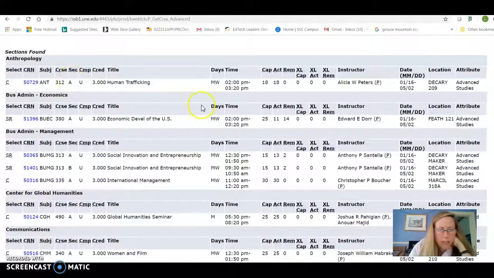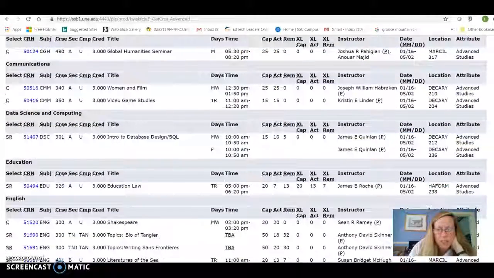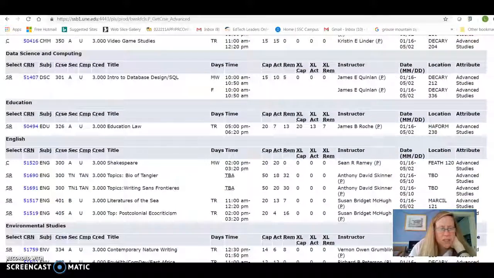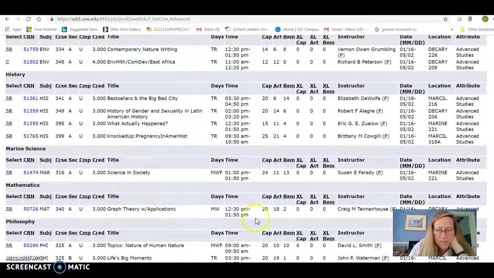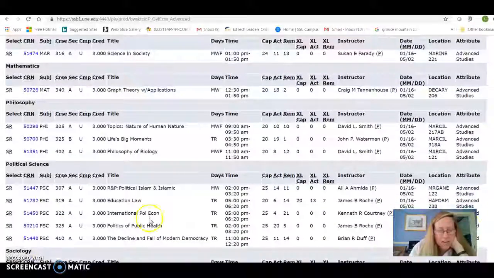So what you're going to want to look at is, not just the times work, but if there's anything remaining. So for example, this anthropology class, human trafficking, has no spots. So look for the ones that have spots remaining, see what seems interesting to you. I think I mentioned the math one, which is down here in math. Again, I'm not so sure. They've got 2 spots left if that's a heavy math one. But that's how you find advanced studies.